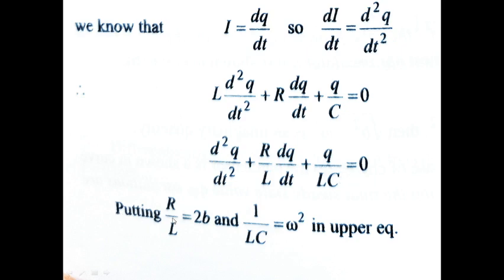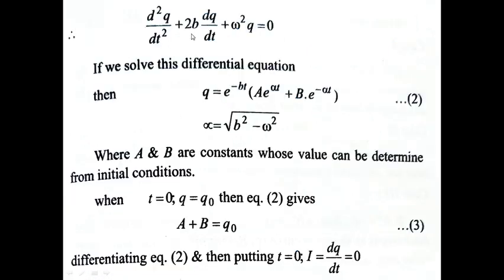Again use constants as we have used in the previous article, that is R upon L is equal to 2b and 1 upon LC is equal to omega square. So the above equation becomes d2q by dt square plus 2b dq by dt plus omega square q is equal to 0. Now if we solve this differential equation, we get the solution q is equal to e raised to the power minus bt in bracket A e raised to the power alpha t plus B e raised to the power minus alpha t. That is our equation 1.